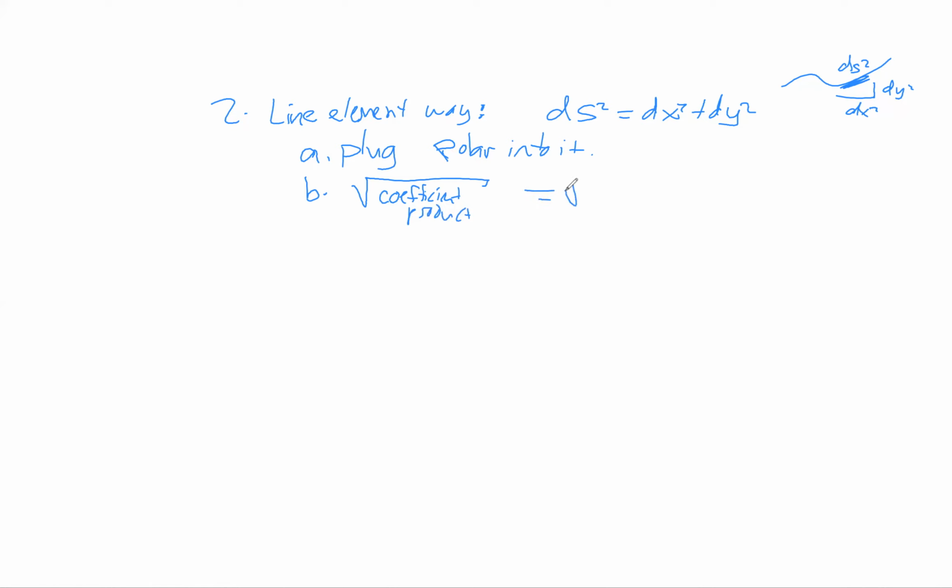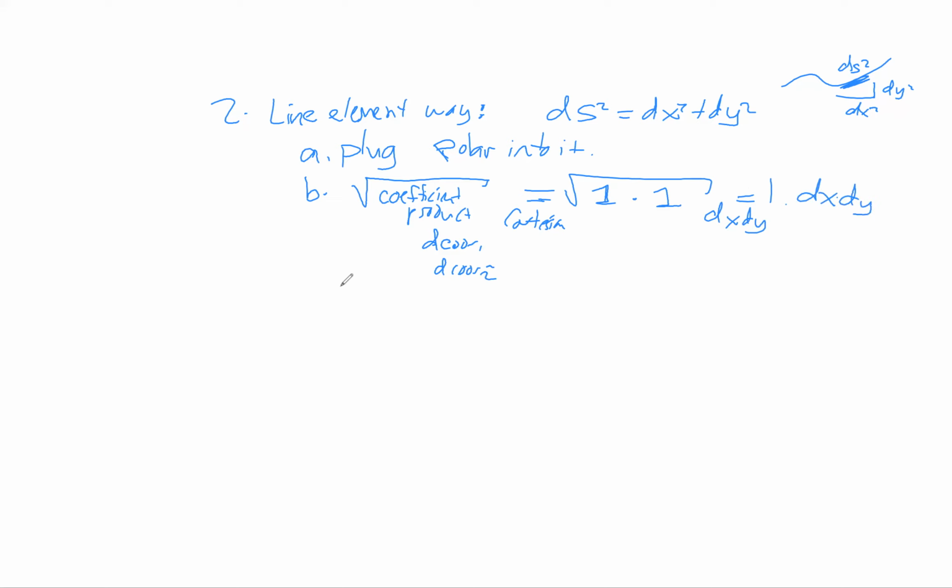So for example, in Cartesian, it's just 1 times 1. So you get 1, and then this is the thing in front of dr d theta. So d coordinate 1, d coordinate 2. And this will be dx dy in the Cartesian case. So the volume element looks like this.